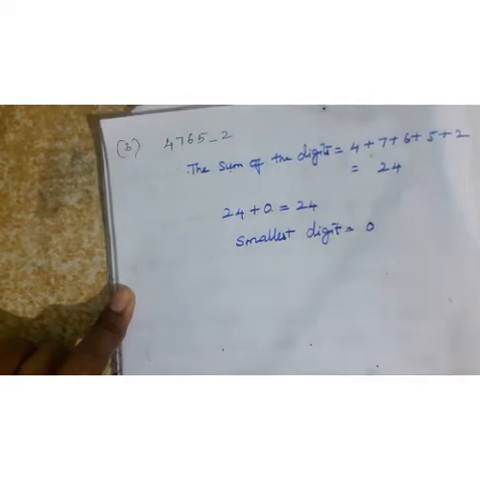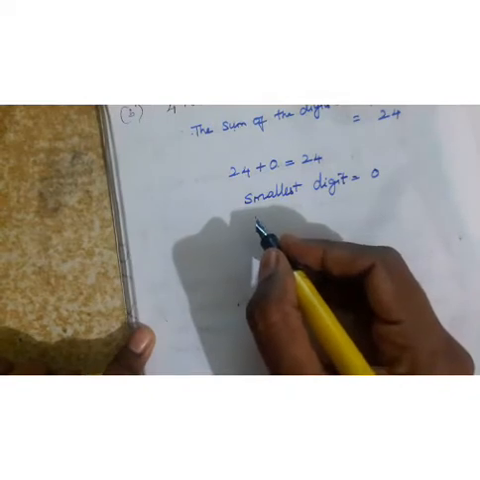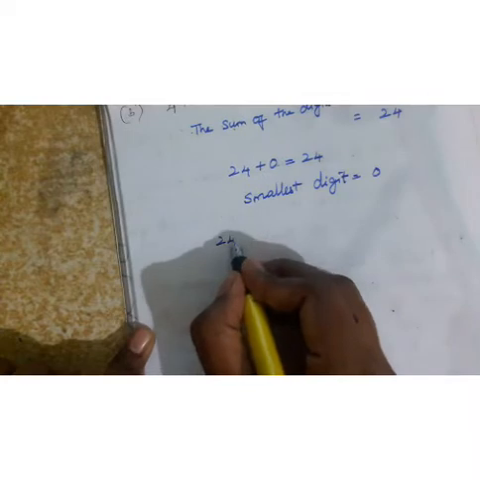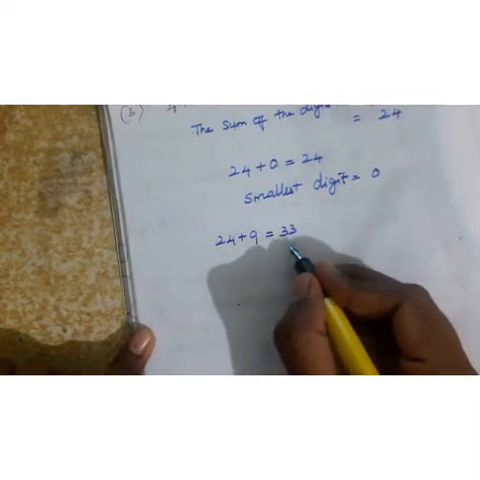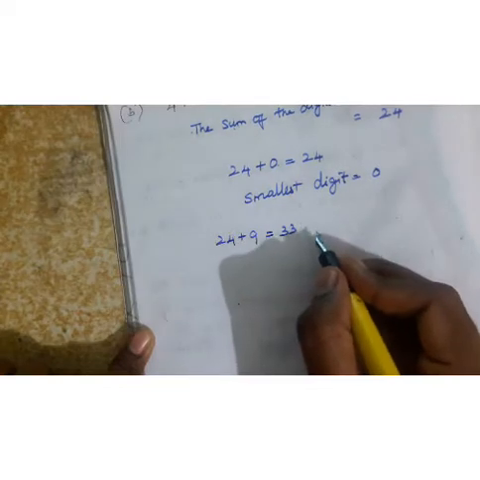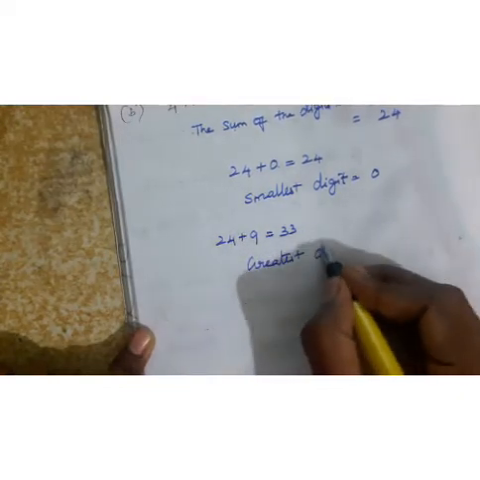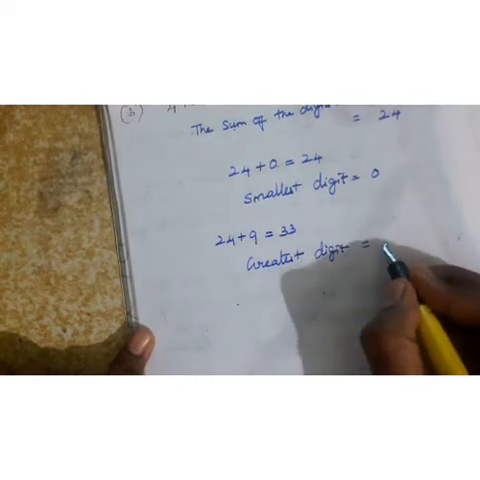The greatest digit that can be added is 9. Okay, so 24 plus 9 equal to 33. 33 is divisible by 3. Therefore, greatest digit in the blank space should be 9.